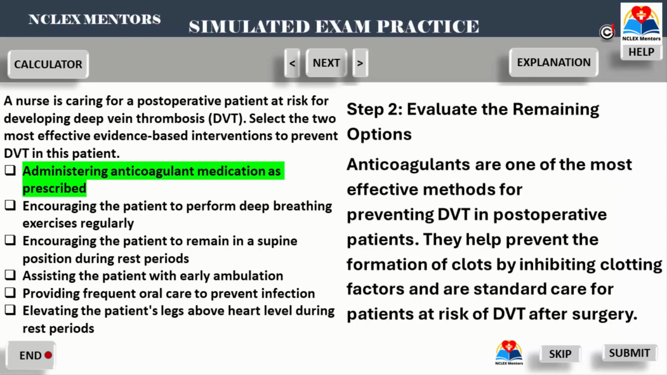Step 2. Evaluate the remaining options. Administering anticoagulant medication. Absolutely. Anticoagulants are one of the most powerful tools to prevent DVT. They stop clots from forming by preventing excessive blood clotting. This option is correct.